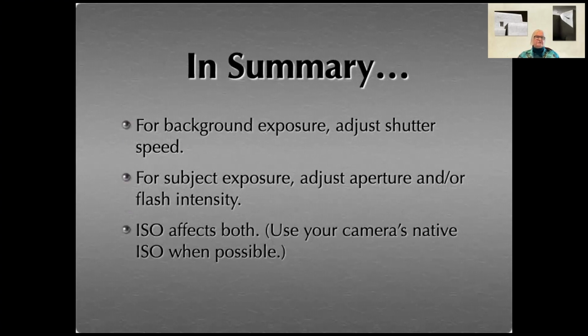So my process when I'm using flash is I set my ISO to native. I set my aperture depending on what depth of field I want. Then I adjust my shutter speed to get the background exposure right before I add the flash. If I want a dark background, I'll use a fast shutter speed. If I want my background to show more, I'll use a slower shutter speed. Then I take maybe one or two test shots with my flash, adjusting the flash output and the distance between the flash and the subject to get good flash exposure. And sometimes I need to adjust the ISO.